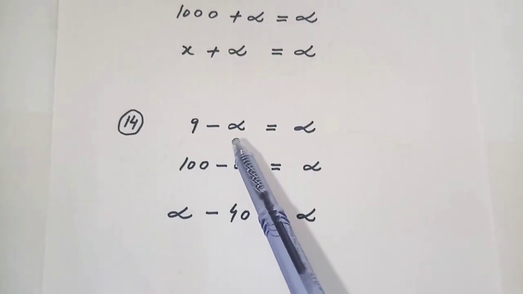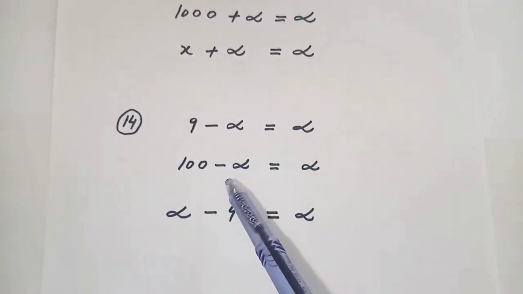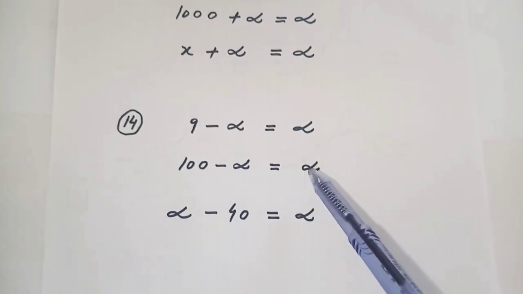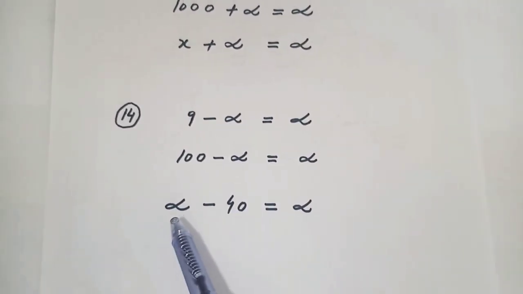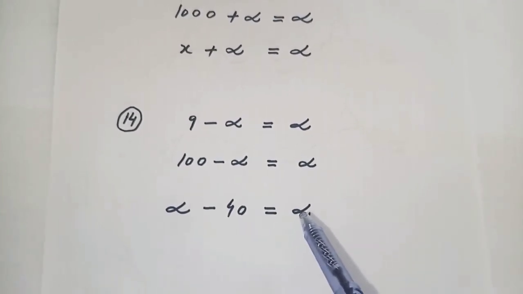Here, if we subtract infinity from any number, the answer is infinity. Here, 100 minus infinity is infinity. Or if we subtract any number from infinity, then the answer is again infinity. Infinity means a very large number.